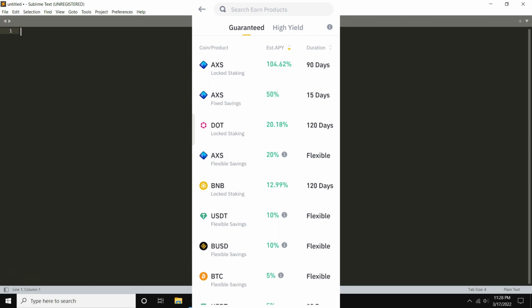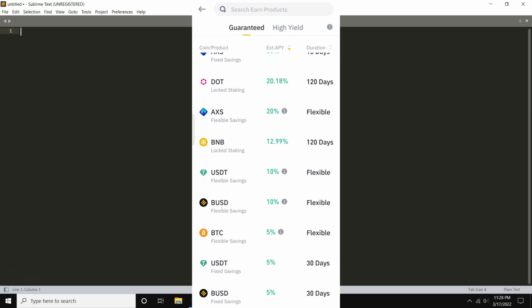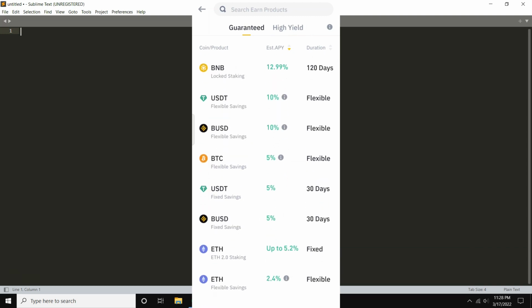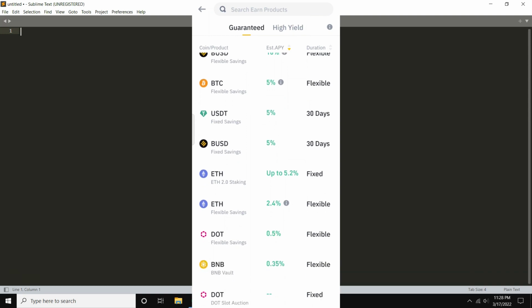What are the differences? A lock meaning that you are locked. When you see lock here, you will see the duration. Basically, you cannot pull out the money when it is within the duration. Okay, you can only pull out the money or withdraw the money beyond the duration. Okay guys, that's what lock means. And when flexible, you can pull out your money or withdraw your money anytime. So this is called flexible savings or flexible staking.